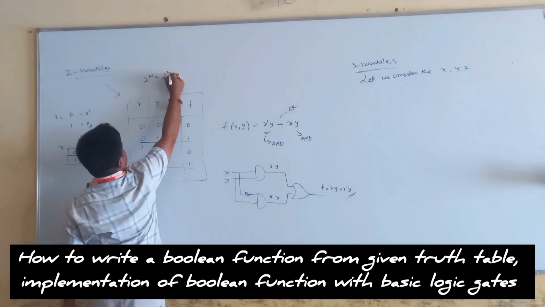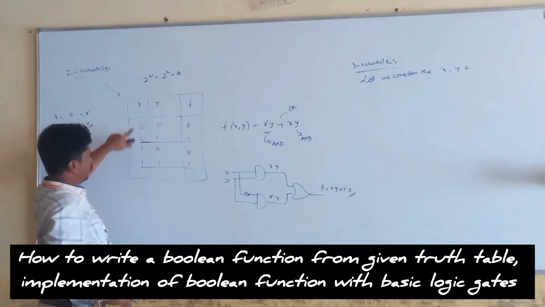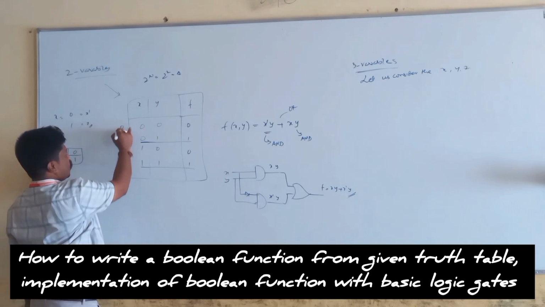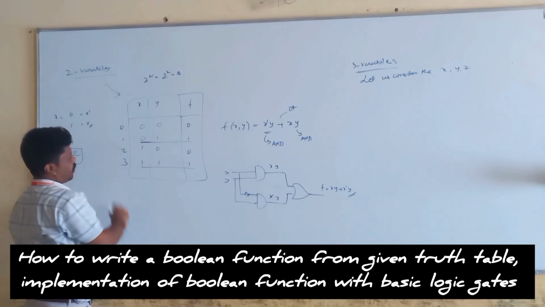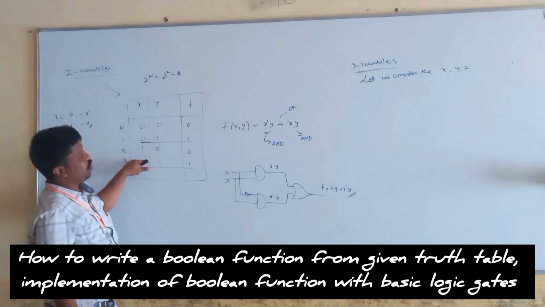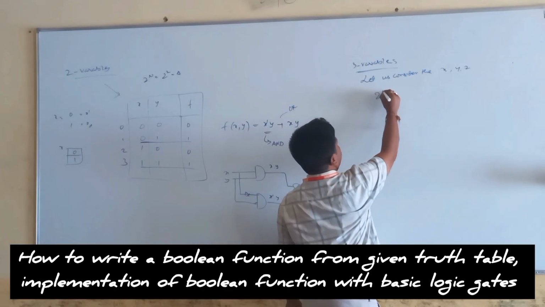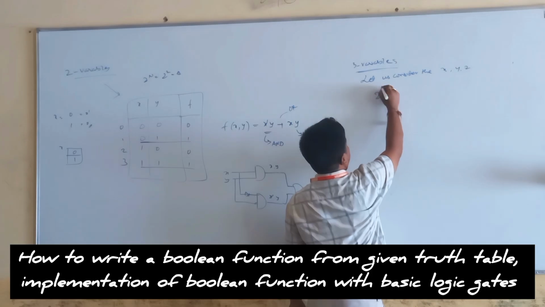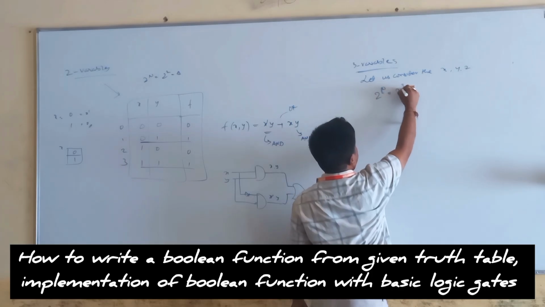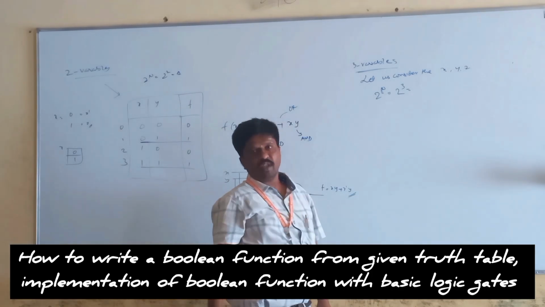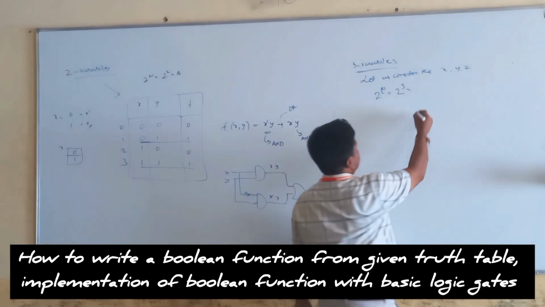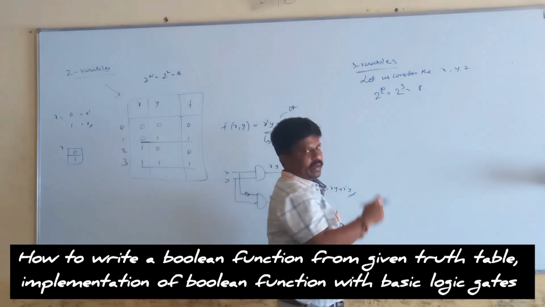For two variables, 2 to the power of 2 is nothing but 4 combinations of inputs. These are the decimal equivalent values 0, 1, 2, 3. These are the 4 combinations for two variables. Similarly, for three variables we have 2 to the power of 3 combinations of inputs, that's nothing but 8 binary combinations.